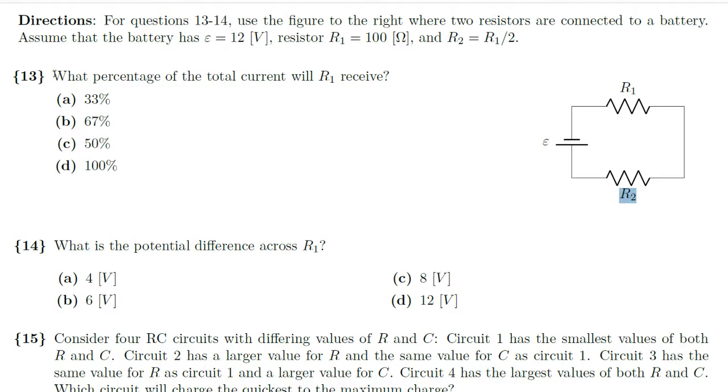Now we need to find what percentage of the total current will R1 receive. So let me know what you think it is. And if you have a short reason, feel free to drop that. So you have 100% of the current leaving the battery. What percentage of that 100% leaving the battery will R1 receive?